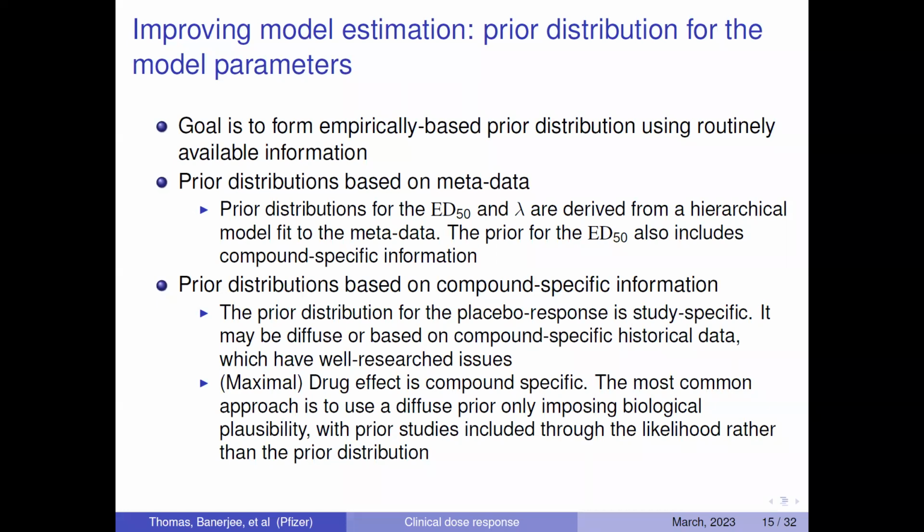Now, the drug effect size is compound specific, as I just mentioned, and not study specific. The most common approach here, in fact the only one I've really seen used, is to use a diffuse prior distribution for the drug effect, imposing only a bit of biological plausibility on it. Now, you may say, well, you just showed me an example where you had multiple studies, and what if I have a proof of concept study that I think could be pooled as well? If you have those, what we ordinarily do is incorporate that information through the likelihood rather than through the prior distribution.